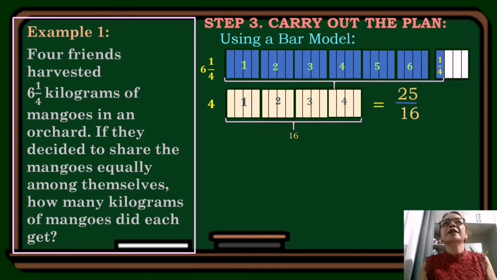But it's not our final answer because 25 over 16 is an improper fraction. So again, if the answer is improper, we will change it to mixed form. How did we change that one to mixed form? We divided 25 by 16. So the answer is 1 9/16. Okay.